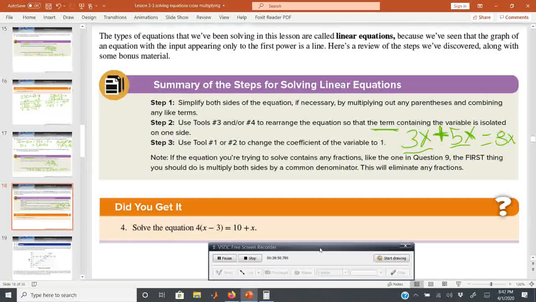Once we have just one term with the variable, then we can either divide or multiply using tool number 1 or tool number 2 to get the variable by itself, or have a coefficient. Coefficient is the number next to the variable, the number multiplied by the variable, I should say. So this term has a coefficient of 3. This term has a coefficient of 5.